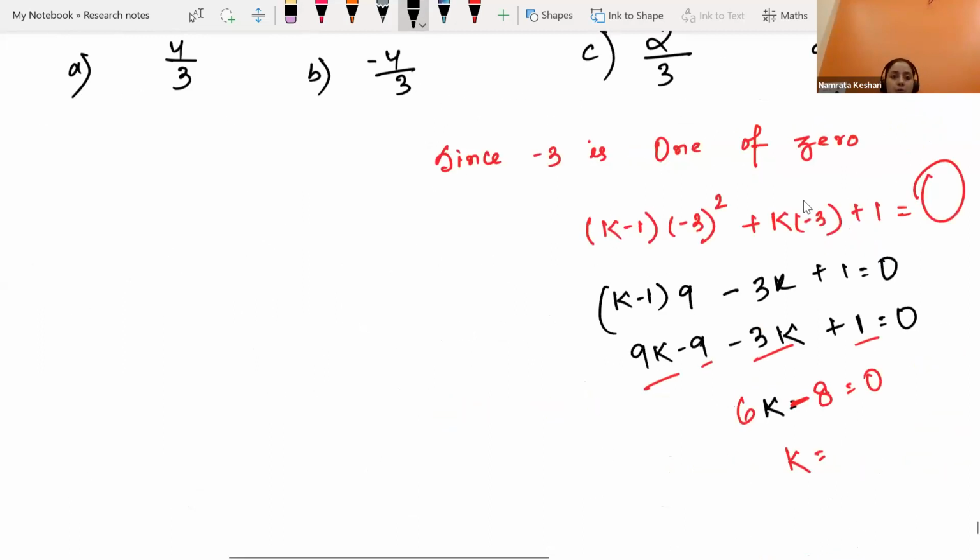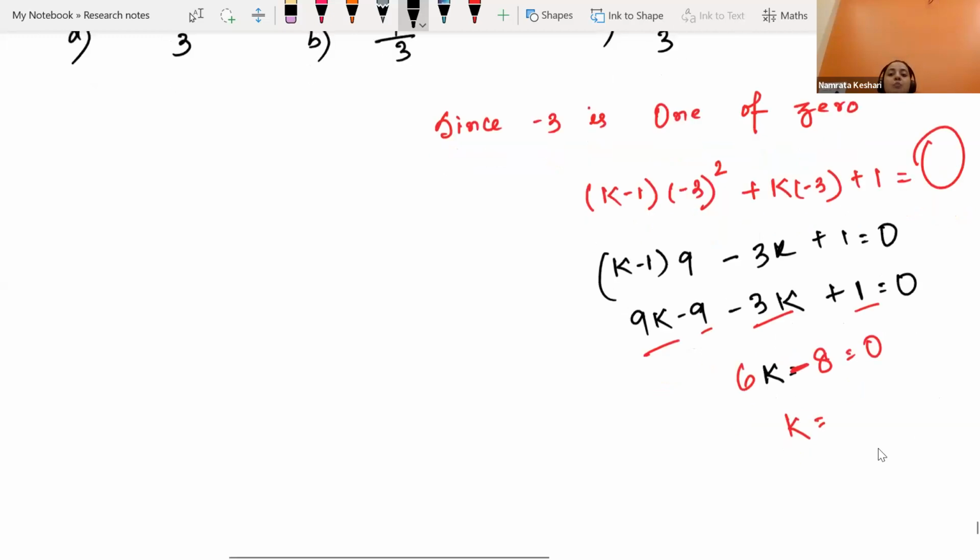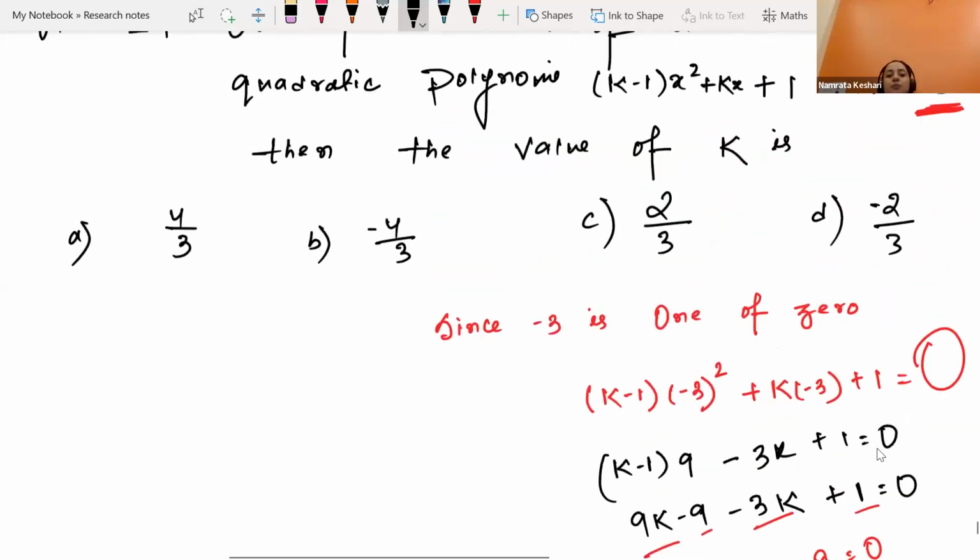However, it will be possible from here. We tried another approach also. If minus 3 is one of the zeros, that means if we substitute this x value, our polynomial will become 0. That is exactly the meaning of zero. So we substituted and said our polynomial will become 0, and from there we ended up getting k value as 4 by 3. Any confusion? Anyone having any confusion over here? Why we are doing this?